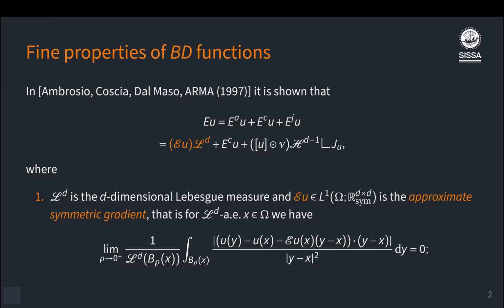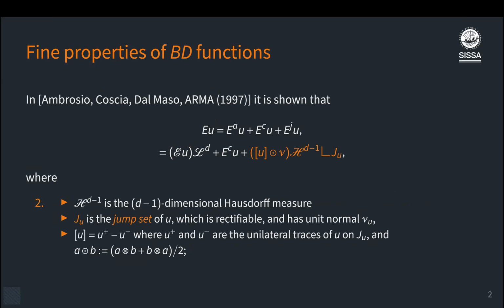Then the last term, the jump part, is basically the Hausdorff measure of dimension d-1 concentrated on the jump set of the function U, which is a (d-1)-dimensional rectifiable set. So imagine a surface such that every time I pick a point x here, if I get close to x from one side, I see one value, u plus. If I get to the other side, I see one value, u minus. These two values are different, so my function is essentially jumping.